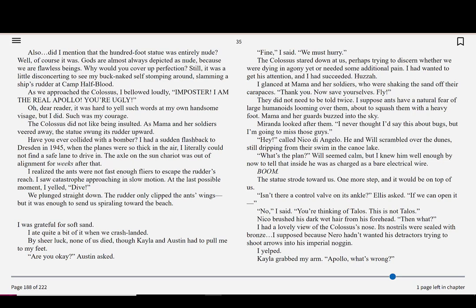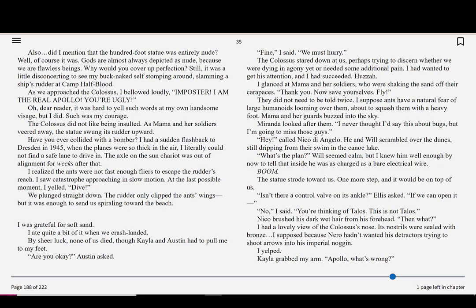I realized the ants were not fast enough flyers to escape the rudder's reach. I saw catastrophe approaching in slow motion. At the last possible moment, I yelled, "Dive!" We plunged straight down. The rudder only clipped the ant's wings, but it was enough to send us spiraling toward the beach. I was grateful for soft sand. I ate quite a bit of it when we crash-landed. By sheer luck, none of us died, though.